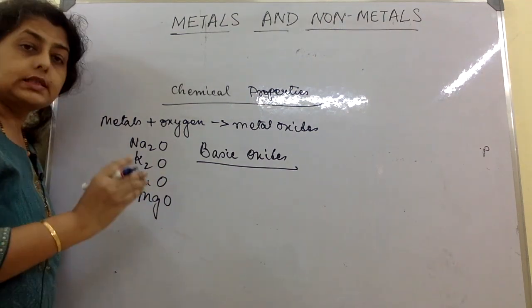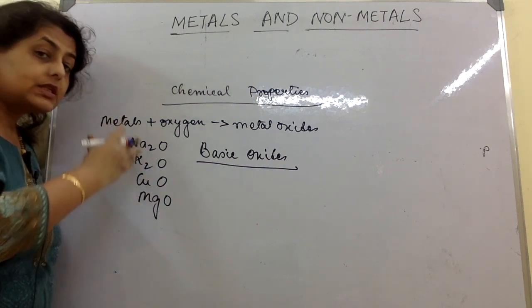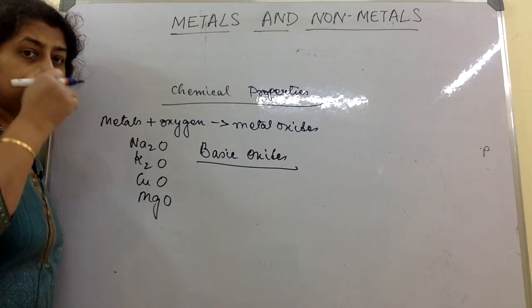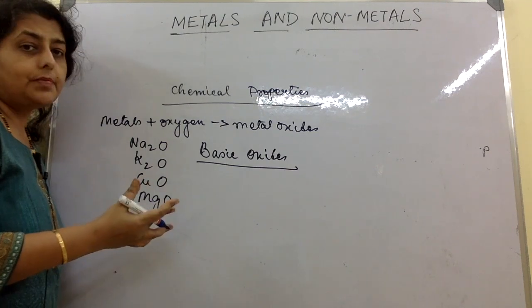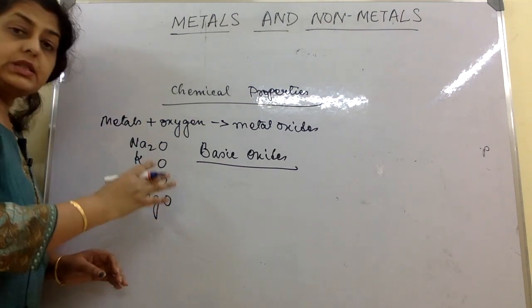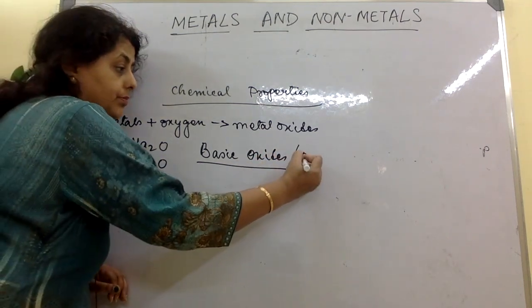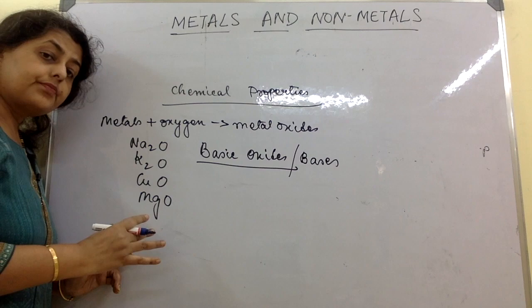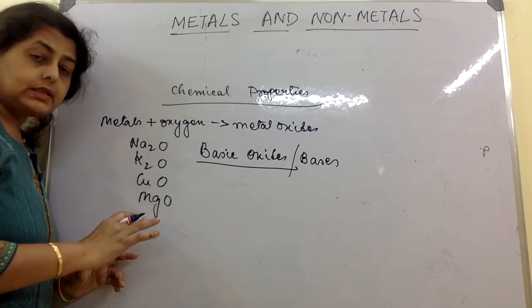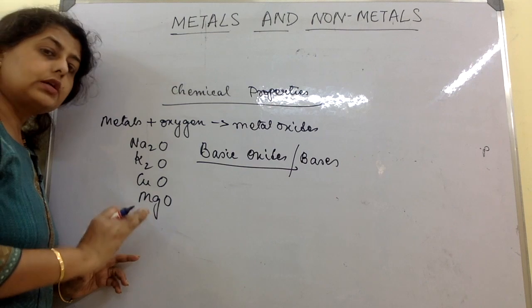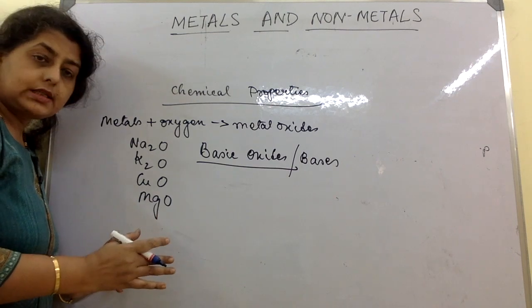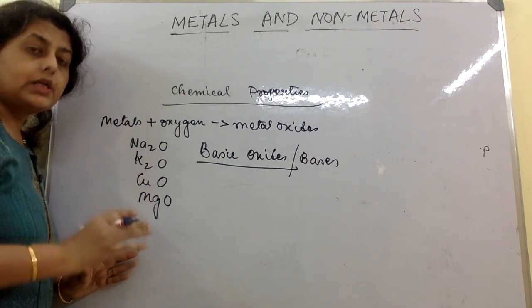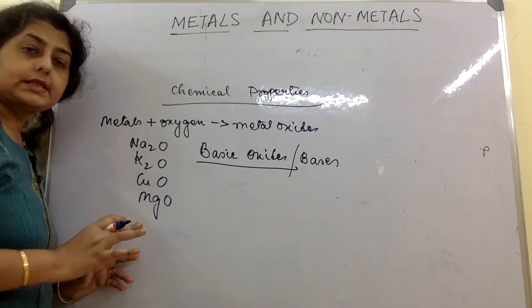Now another thing is, some of these basic oxides are not just basic oxides, but they are alkalis. That means they will combine with water to form alkalis. They are those oxides of metal which are bases. In general, with acids they give the neutralization reaction, and they are also soluble in water. So they are water soluble bases.